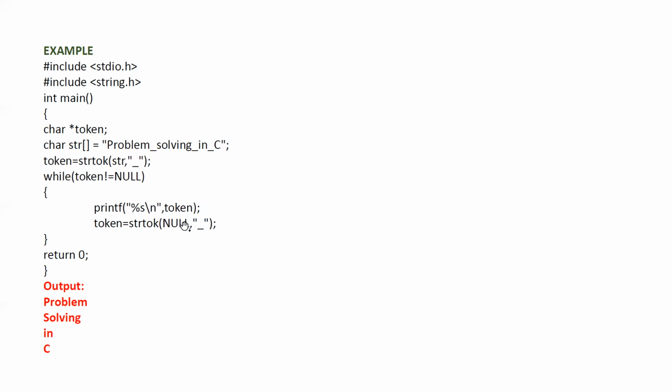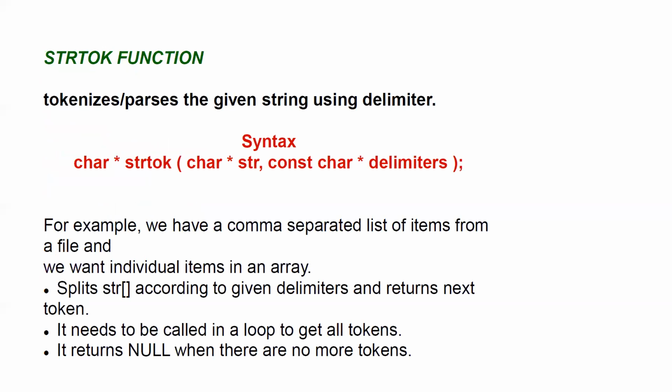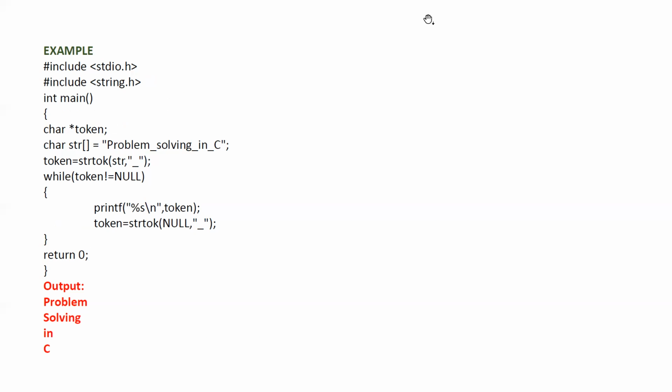Now, as soon as you have reached the end of the string, what happens? The function is going to return you a null value. If it's null, automatically you'll come out of the loop, right? So problem solving in C are getting printed here. So this is the example for string tokenization. I hope you understood the string functions.